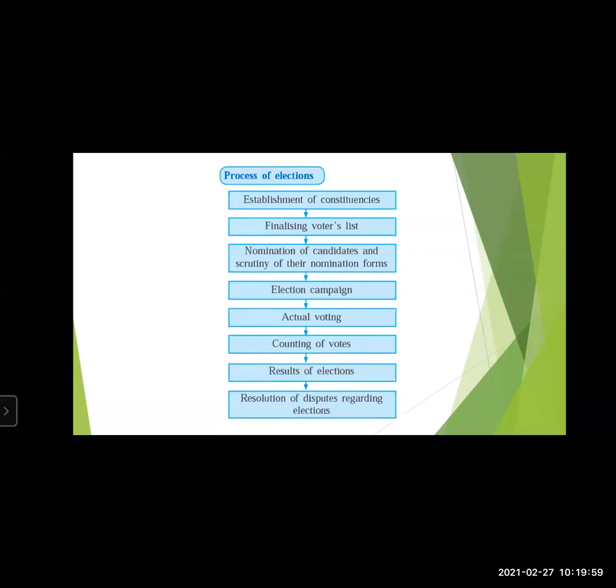Then actual voting, then counting of votes, then results of elections, then resolution of disputes regarding elections. So this flow chart gives us the idea of the process of election. You should remember this, students, you may get it for your concept map.